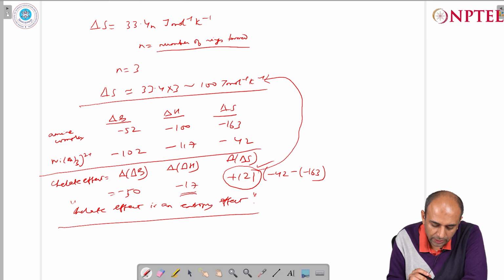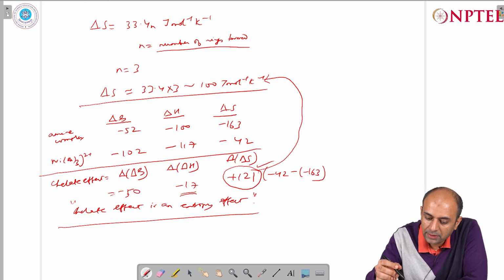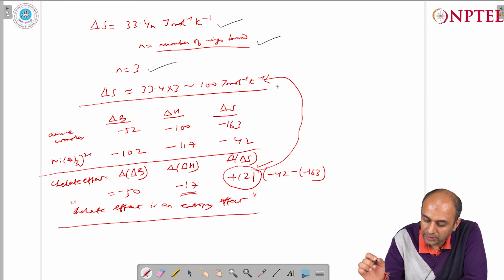Then what we realized is that the entropy change for the process is around 33.4 times n joule mole inverse Kelvin inverse, where n is the number of rings formed. In our particular case of tris ethylene diamine nickel 2 plus, n is equal to 3. Therefore, the entropy change is approximately 100 joule mole inverse Kelvin inverse.